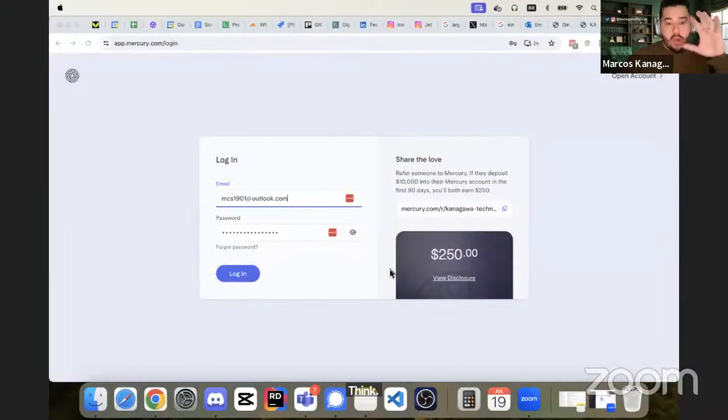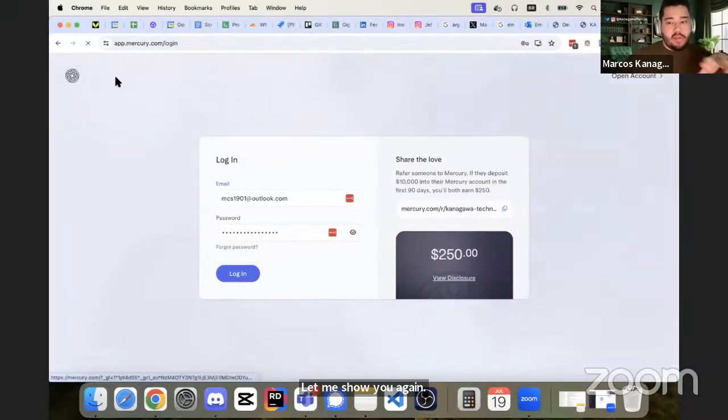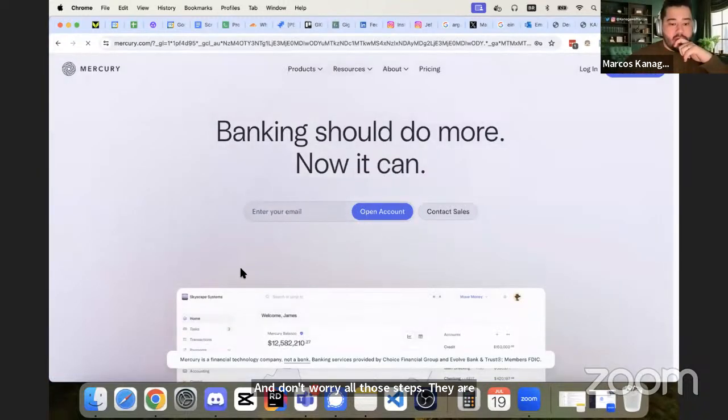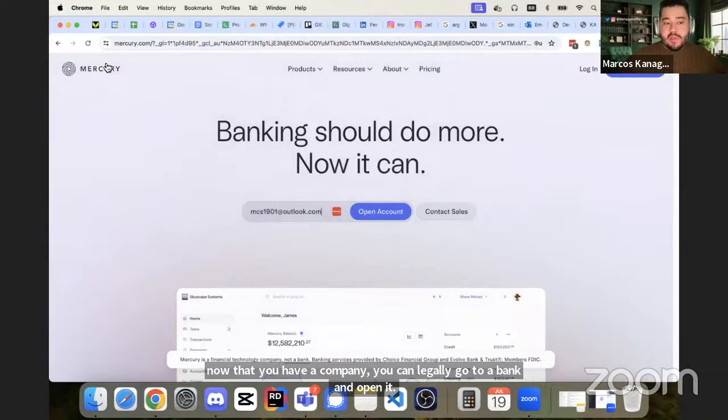And don't worry, all those steps are documented. I have an article written about this already. So you're going to open a bank account in the US, because now that you have a company, you can legally go to a bank and open it. The simplest one for developers is Mercury.